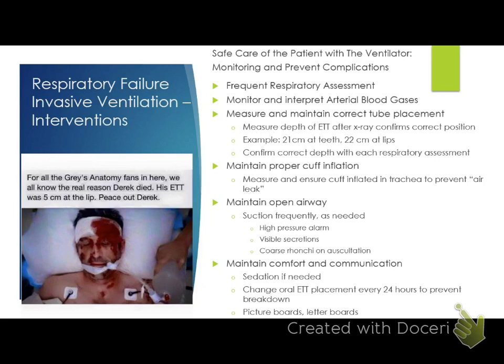The tube tape should be changed every 24 hours because if it sits in one corner of the mouth, it's going to erode the mouth. And so we take it and move it side to side every 24 hours to keep it from eroding part of the teeth. They can talk.